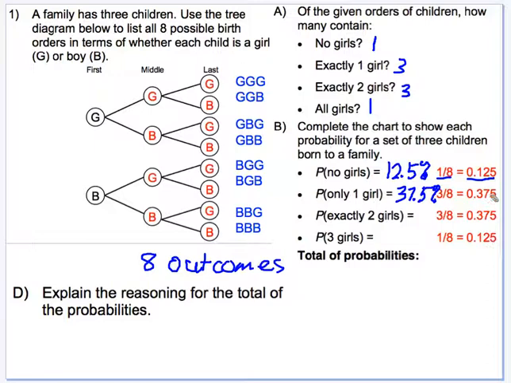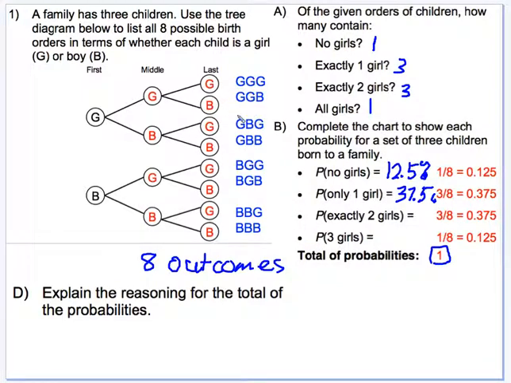All right. Now, if you add up all of those probabilities, so the probability of having no girls, 1 girl, 2 girls, or all 3 girls, go ahead and add these decimals all together in your calculator. You should get 1 as your answer. Okay? The reason you have a total probability of 1 is because you have calculated the probability of each type of result.